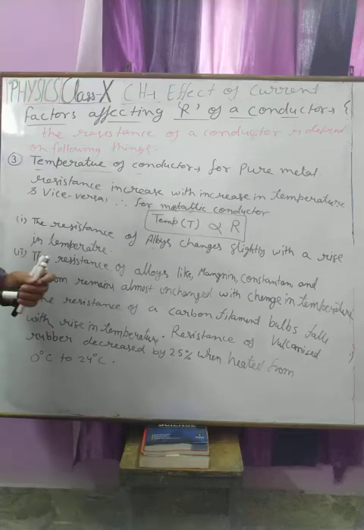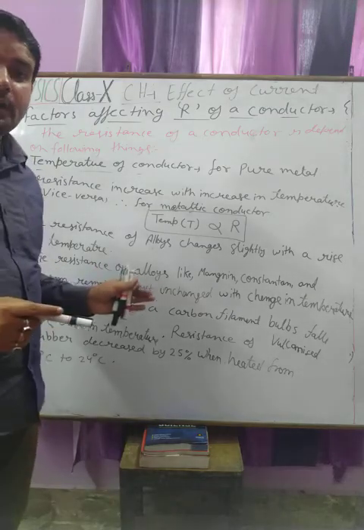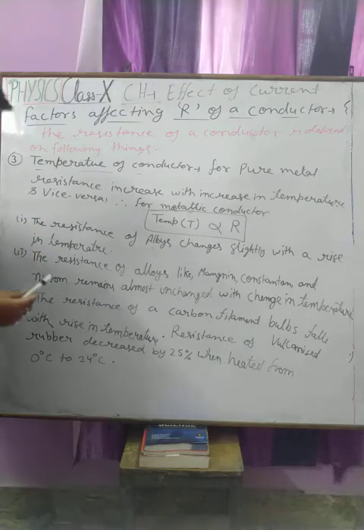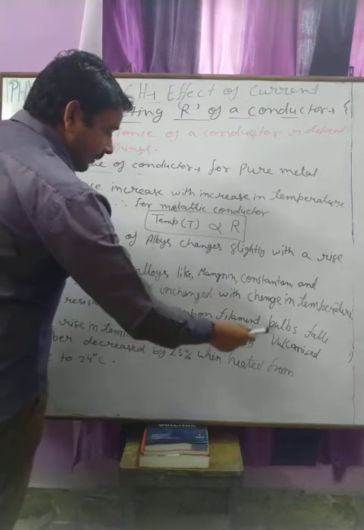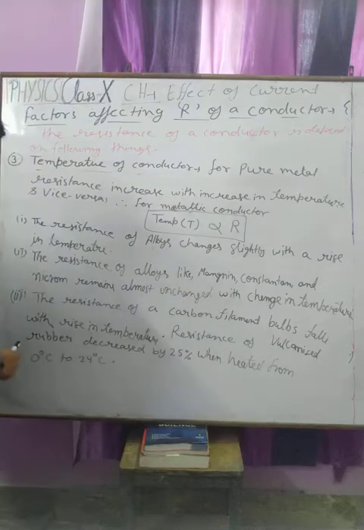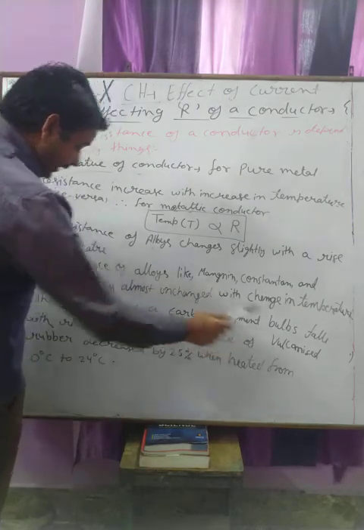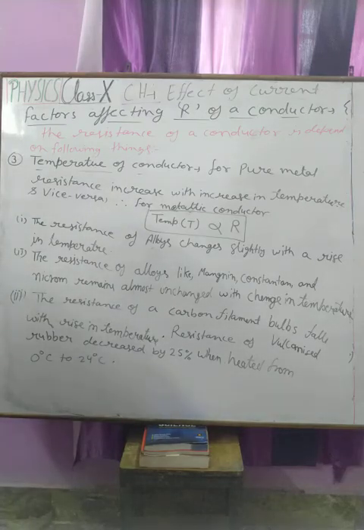As the temperature increases, the resistance of these carbon filaments starts to fall. And with rise in temperature, the resistance of vulcanized rubber decreased by 25% when heated from 0 degree centigrade to 24 degree centigrade. Copy this student. Then we are going to the effect of temperature on other things.